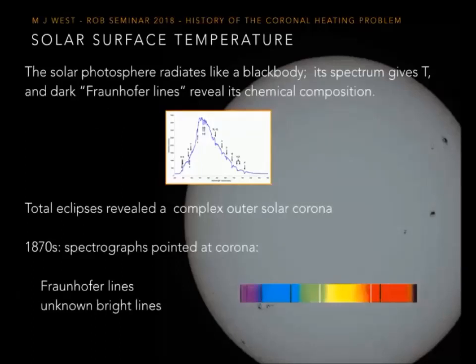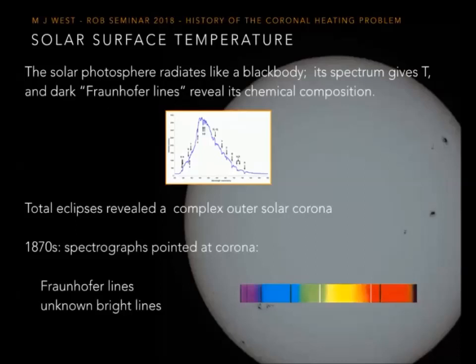And as I'm sure many of you know, the solar photosphere, that's what we consider the actual physical surface of the sun, radiates like a black body. And its spectrum gives us an idea of the temperature, and we also see these dark Fraunhofer lines which reveal its chemical composition.